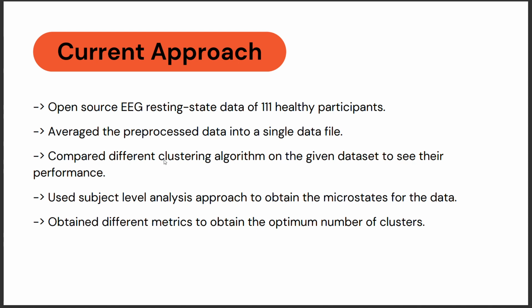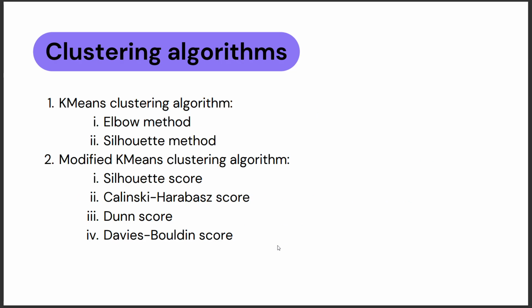Now, different clustering algorithms were compared on the given data set to see their performances, and a subject level analysis approach was used to obtain the microstates for the data. The most common clustering algorithms were the k-means clustering algorithm and the modified k-means clustering algorithm, which were compared in the present study. For the k-means clustering algorithm, I tried to use the elbow method and Silhouette method to find out the optimum number of clusters, but unfortunately, they didn't work out. Hence, modified k-means clustering was used for the further studies.